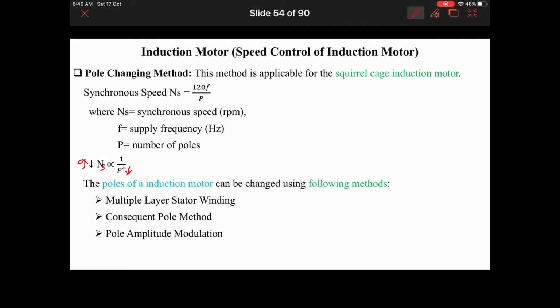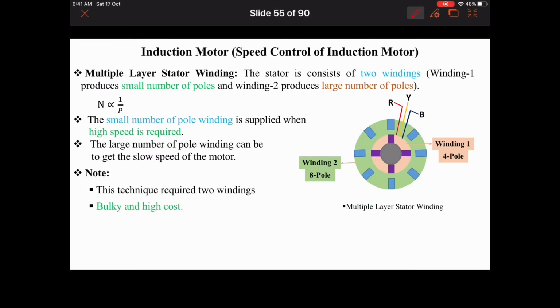In this way we can say that by changing the number of poles we can change the synchronous speed of the induction motor. So the poles of the induction motor can be changed using the following methods. One is the multiple layer stator winding, second one is consequent pole method, and third one is pole amplitude modulation. Multi-layer stator winding method. The stator consists of two windings. Winding 1 produces the small number of poles and winding 2 produces the large number of poles, as shown in the figure. Here we have two windings.